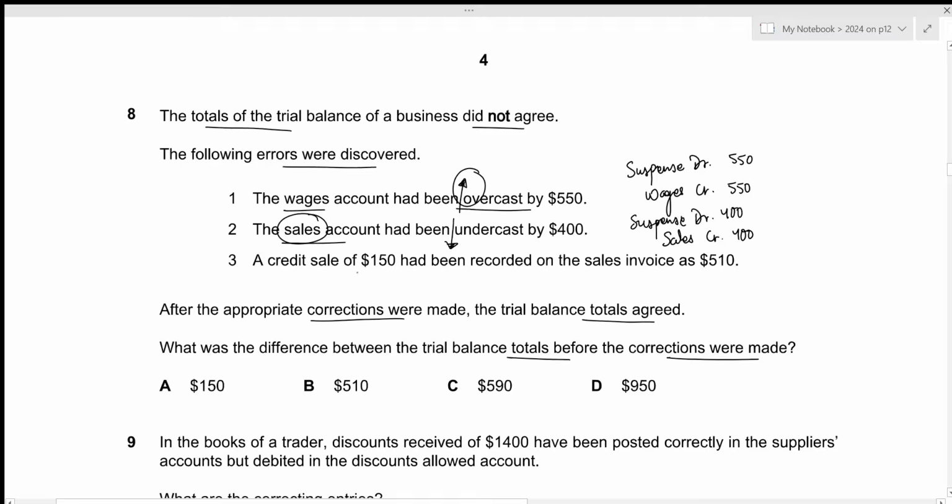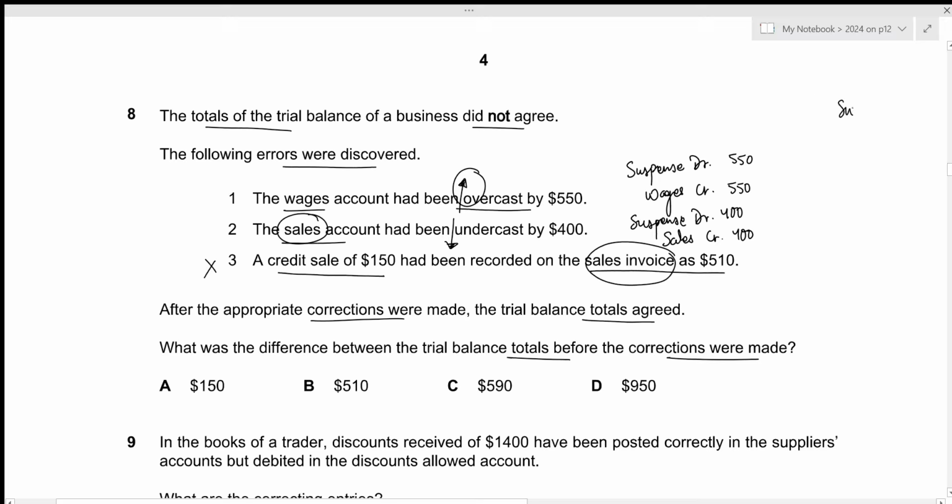Now for the third one, a credit sale of 150 had been recorded on the sales invoice as 510. Remember, this is not the error within our journal. This is the error within the sales invoice. So it will have no impact within our trial balance. So we can just completely ignore this error.